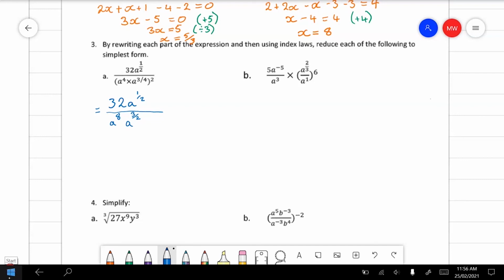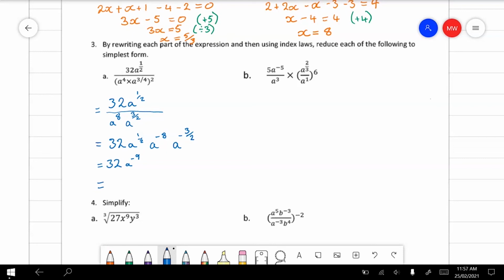I want to get all of those up onto one line so that it's nice and easy to work with. So I'm going to leave the 32 at the top, a to the half still at the top. Then the a to the minus 8 comes up. It becomes a minus because it moves up. And I've got a to the minus 3 on 2. All right, now we're back to first index law. So I've got my 32, and then I've got a half plus minus 8 plus minus 1.5. So I'll have a to the minus 9.